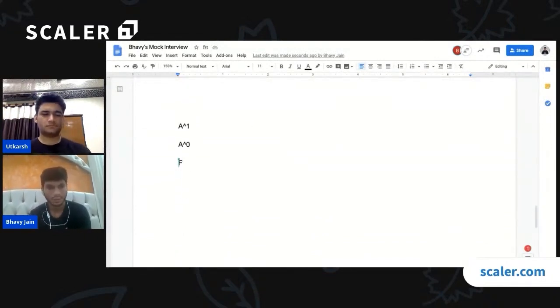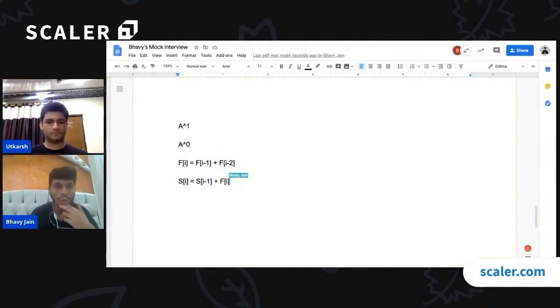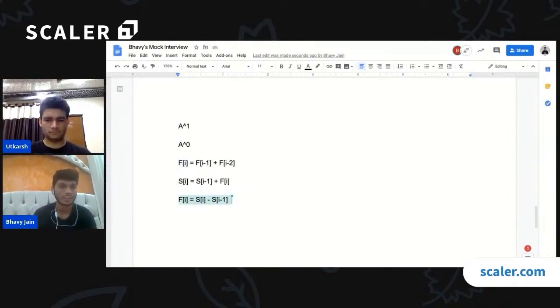So let's say we know this recurrence: f of I equal to f of I minus 1 plus f of I minus 2, and s of I is f of I minus 1 plus f of I. So we want a recurrence in s. Let's try to express f in terms of s and then replace here. So we know that f of I should be s of I minus s of I minus 1, right? So let's replace f of I here in this recurrence.